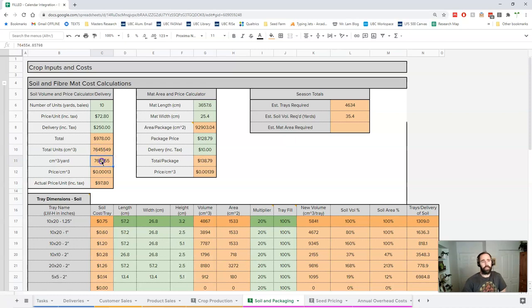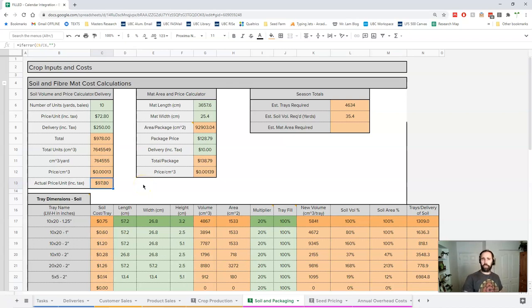Now, this breaks things down into cubic centimeters per yard, because I need to break it down to a small unit, and then I can go from a cubic centimeter to whatever volume a tray is. So that's what these ridiculously big numbers are here. In that regard, I get a price of $0.00013 dollars per cubic centimeter of soil. You don't really need to know that; this is just what's happening in the background. So the $72.80 per yard soil with delivery comes up to $97.80.